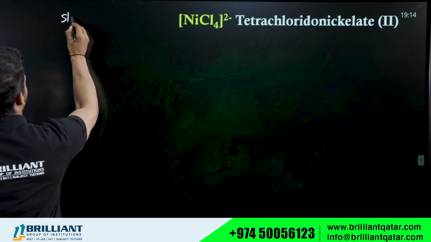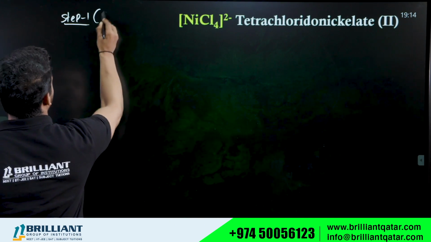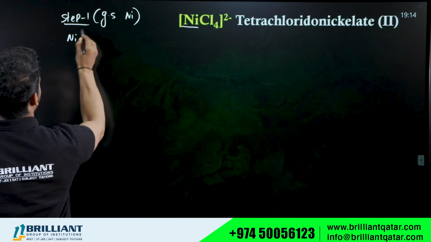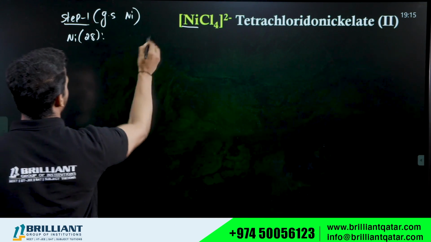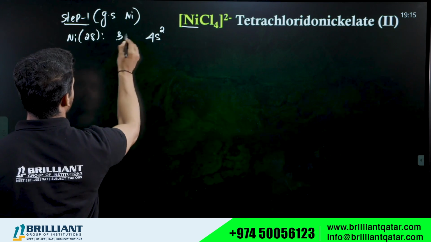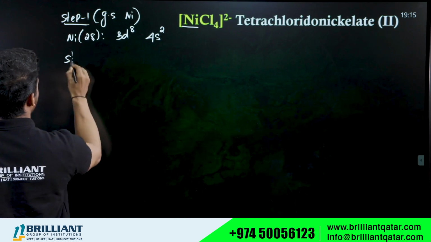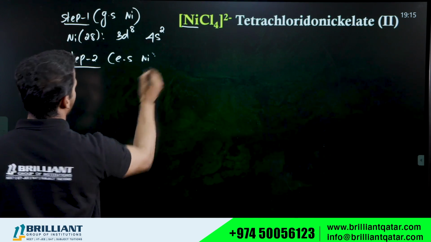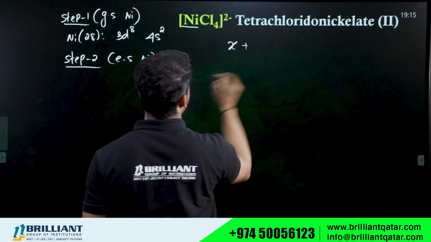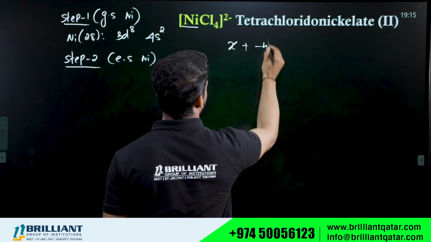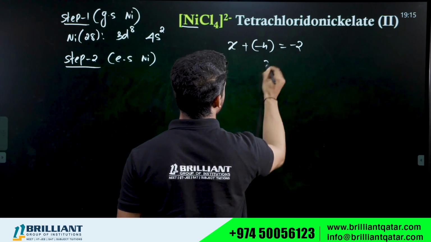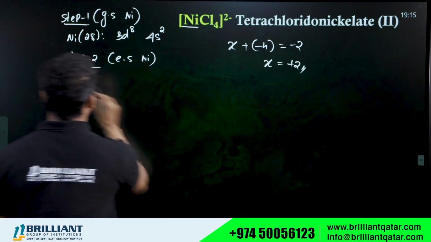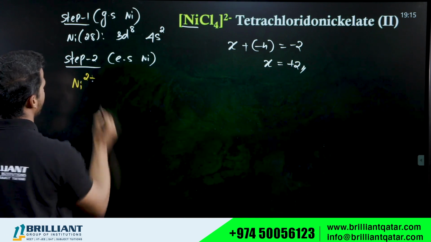Next question, last one, dear all of you, please listen carefully. I will go to step number 1. Same, write the ground state of the metal atom nickel here. Nickel atomic number is 28, so I can write the configuration 4s2 3d8. Step number 2, write the excited state of nickel. Here nickel oxidation state X, 4 chlorine charge is -4, overall charge is -2, therefore X is equal to +2.